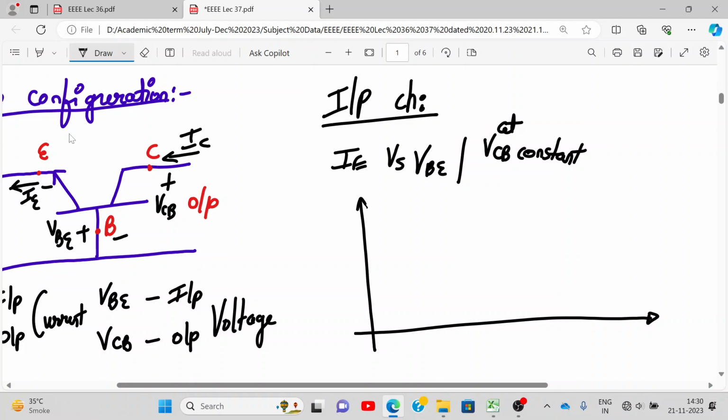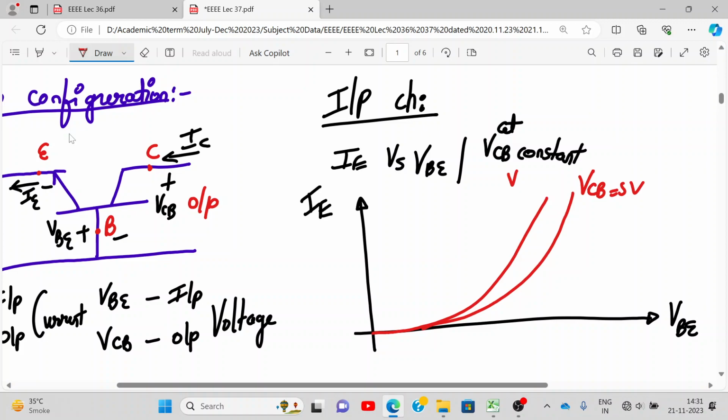Surprisingly, again, it's a base emitter junction. It is IE versus VB. Again, it is exponential. For two different values of VCB, this is VCB equal to 5 volt, VCB equal to 10 volt, constant values, starting from 0. And again, VB will go from 0 to 2 volt.